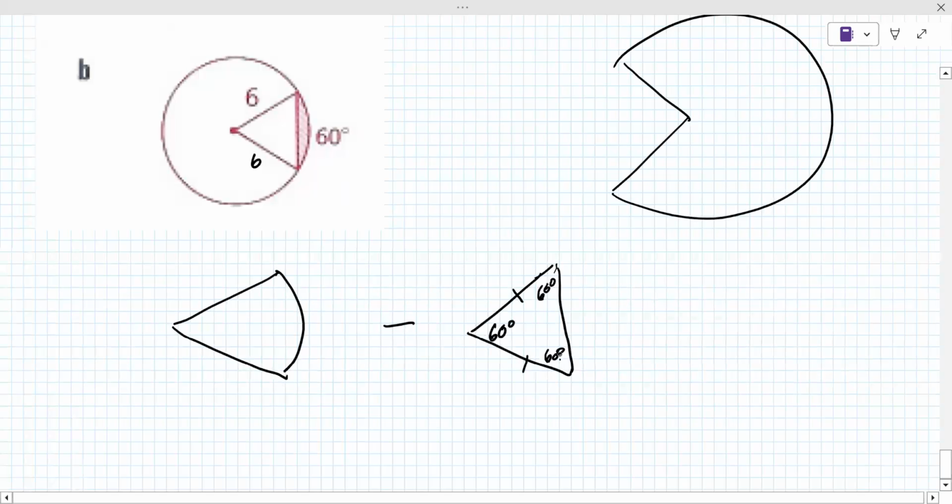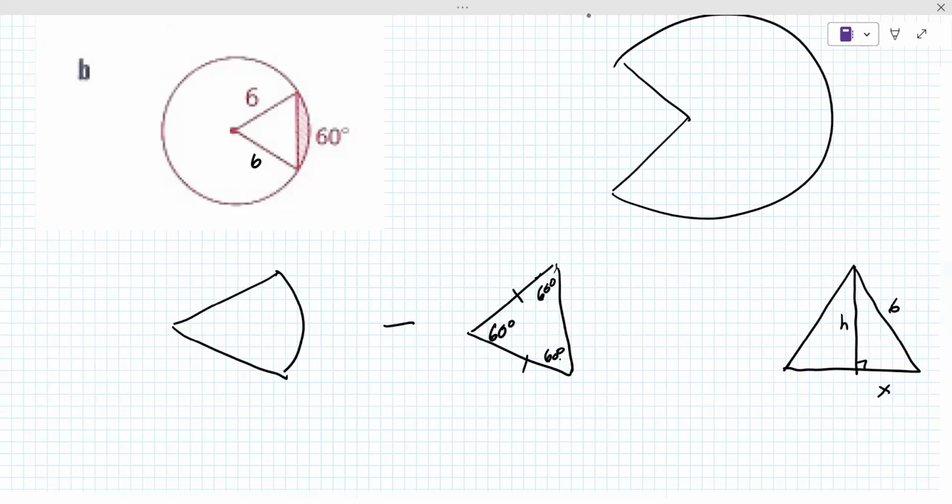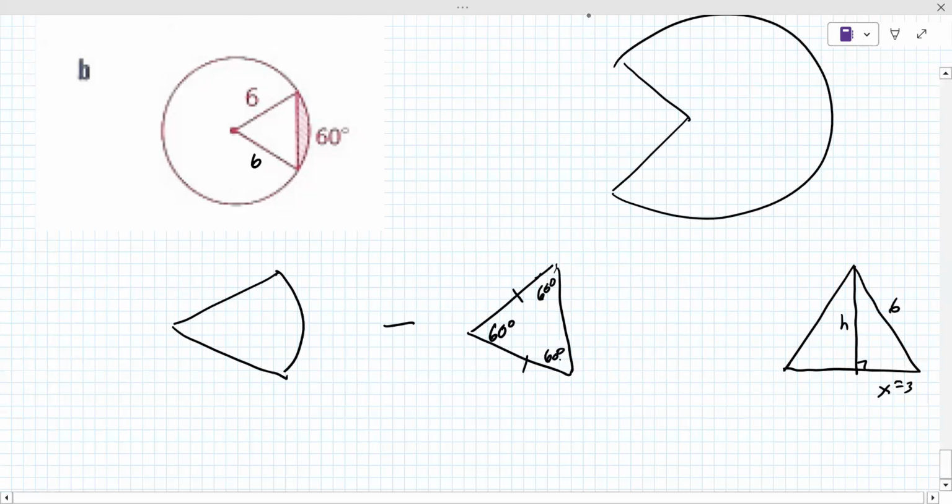Yes, exactly. And we've done this a bunch of times. You may want to rotate it a little bit to get it to where it's dropping that altitude straight down. But you have to find the X and the H. Okay, so X would be 3. Yes. And then H would be 3√3. Yes. So the area of this triangle is 1/2 base times height. What is the base?